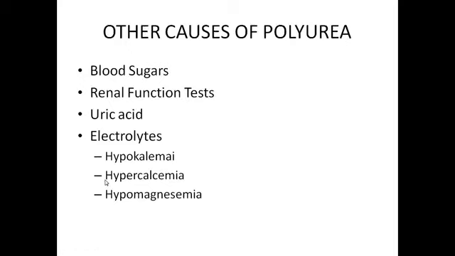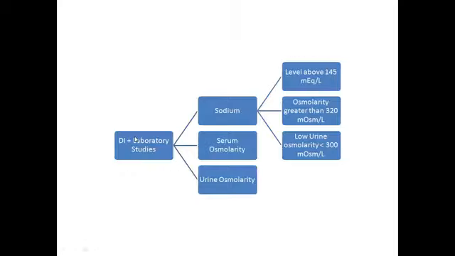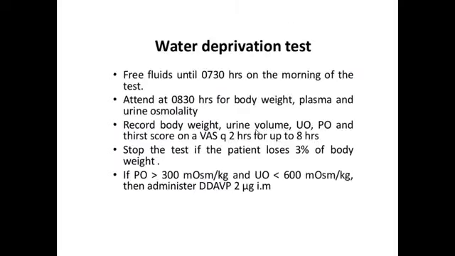And after doing this, when you have ruled this all out, then you look at the sodium, serum osmolality and urine osmolality. Sodium is 145, if it is more than 145, serum osmolality if it is more than 320, and urine osmolality is less than 300. You diagnose the patient with DI, diabetes insipidus. If any of these criteria is not being fulfilled, then you do a test known as water deprivation test.